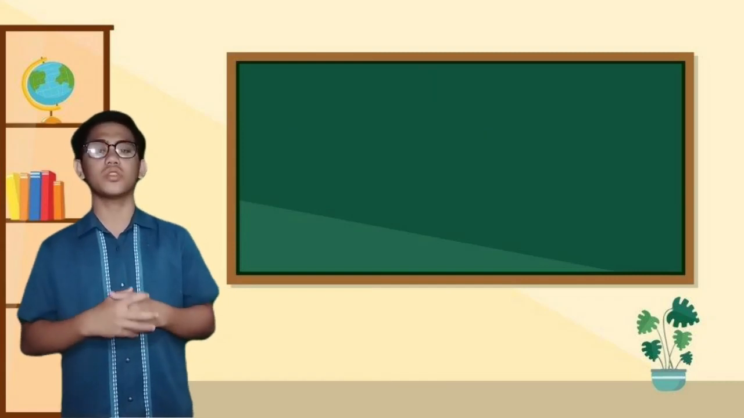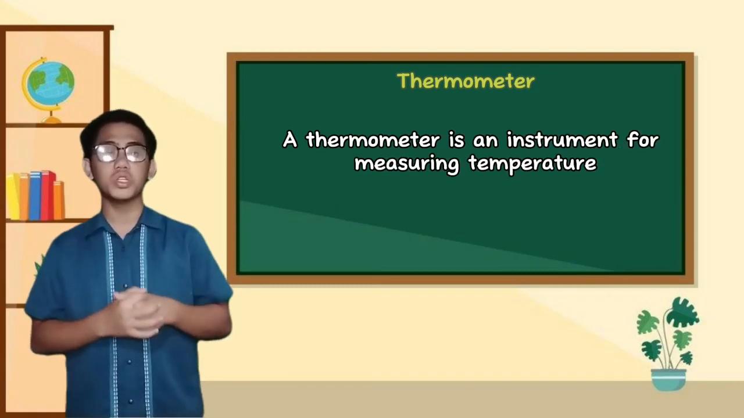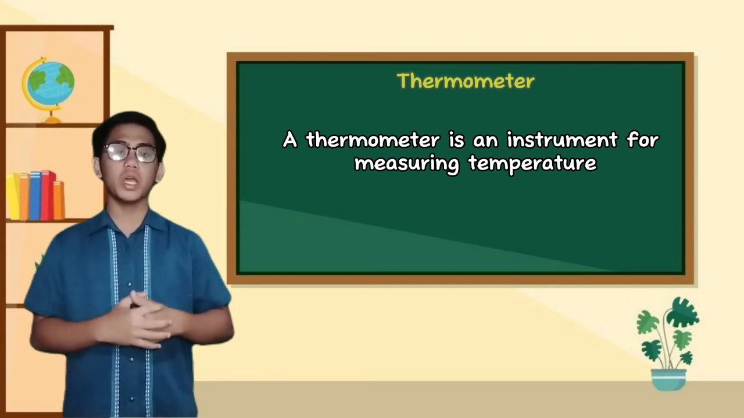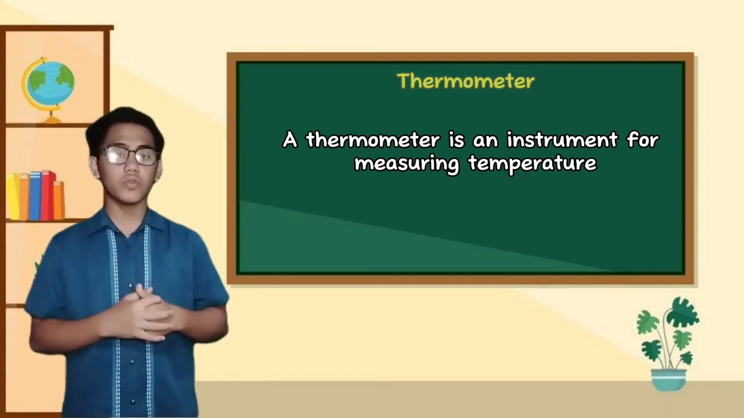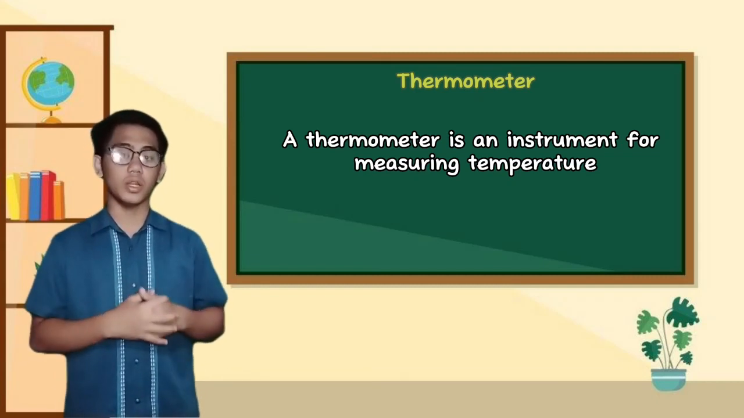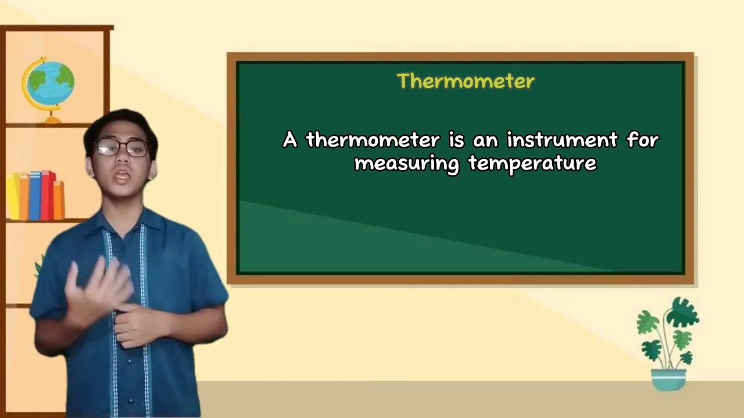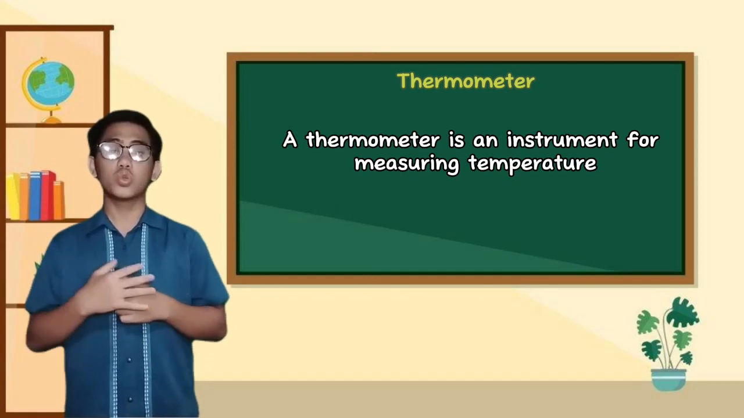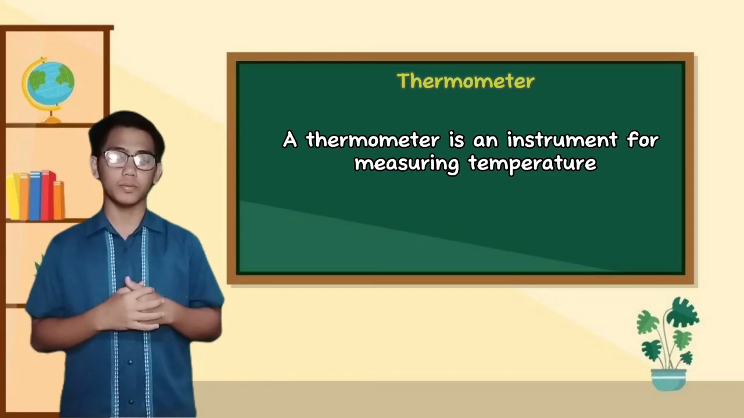So next, we have the thermometer. A thermometer is an instrument for measuring temperature. So overall, thermometers play a critical role in caregiving services by enabling caregivers to monitor body temperature, detect early signs of illness, administer medication effectively, maintain a safe environment, and lastly, ensure the well-being of the individuals under their care.